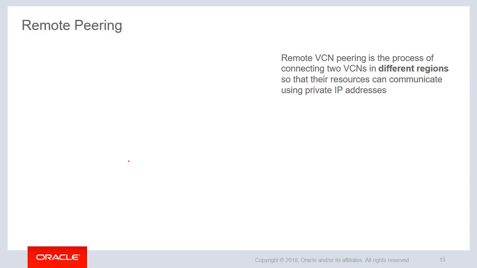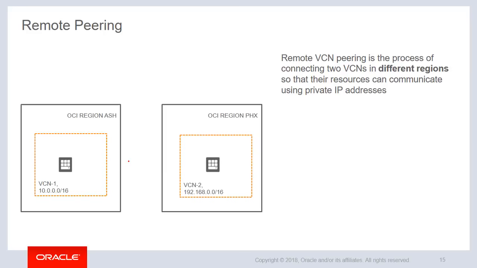Similar to local peering, there's another scenario where you have 2 VCNs, but they are in different regions. You could do this for disaster recovery, for example. You can run a complete stack in a region, and you can have the same stack running in a different region, and for DR purposes, let's say you are taking a backup once every day. So the second VCN in the second region becomes your DR site. Remote VCN peering is the process of connecting 2 VCNs in different regions. So local peering is same region, remote peering is different region.